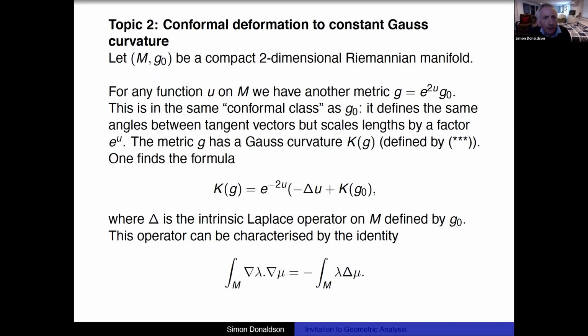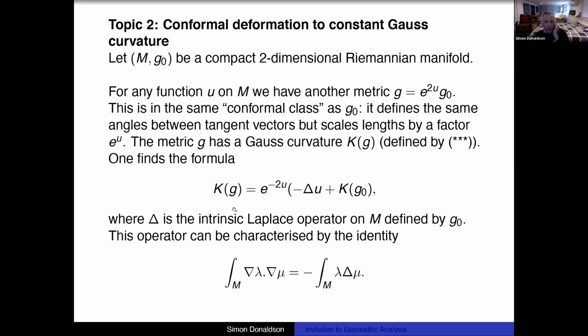Now we can define the Gauss curvature for abstract Riemannian metrics on two-dimensional manifolds, for example, using our formula in terms of the area of small disks. And then one can compute how the Gauss curvatures of the two metrics compare, and one finds this formula. There's a missing bracket here. There should be a bracket around this term. And the formula involves another Laplace operator, delta, which is the intrinsic Laplace operator on the manifold defined by the metric g0.